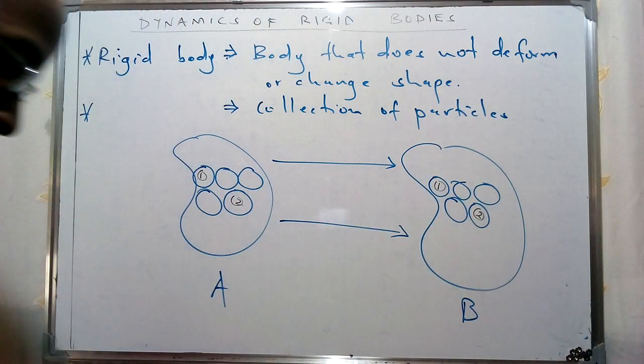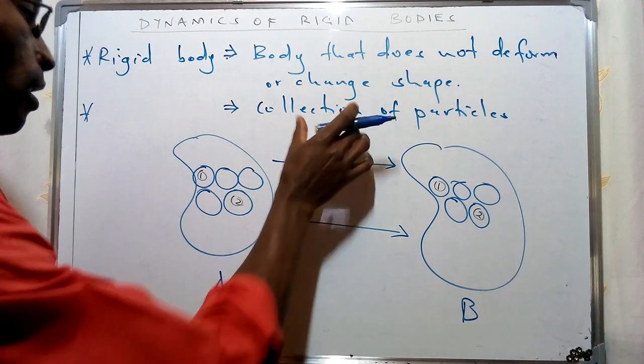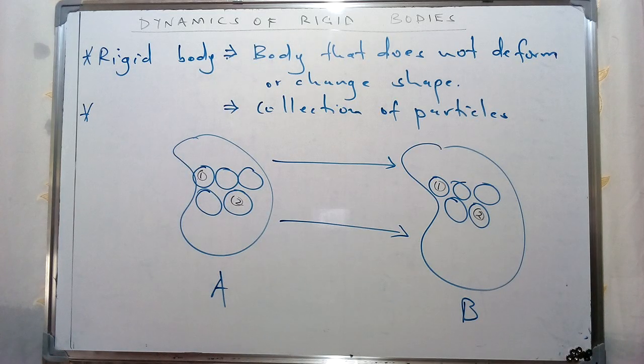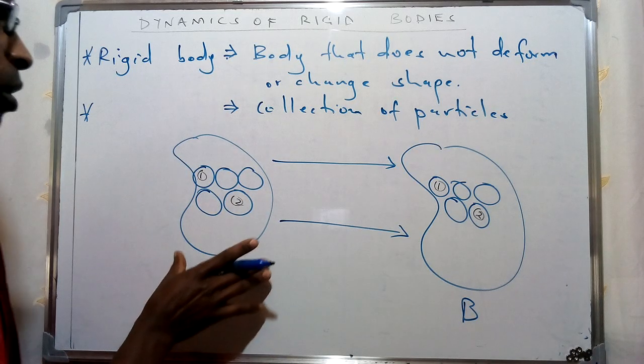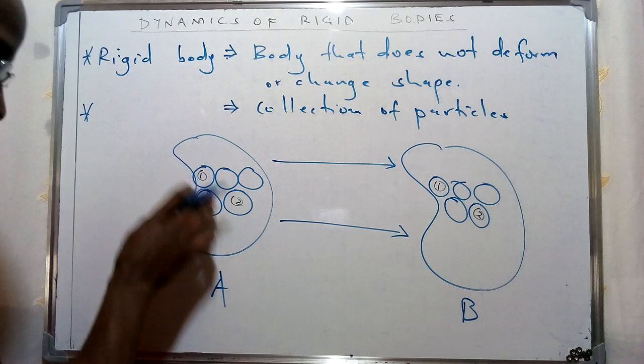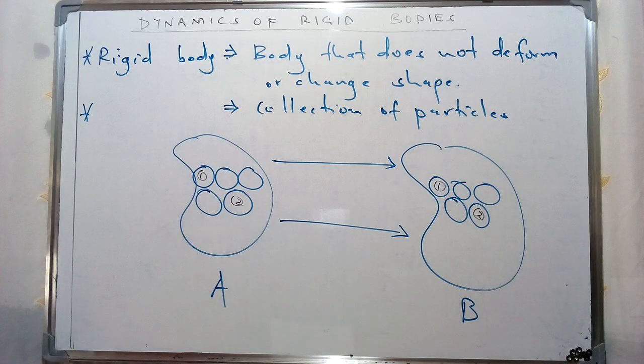For us to have meaning from this definition, this body is a collection of particles. But these particles, or this body, have a property such that the distance between the particles remains unchanged in the course of motion.